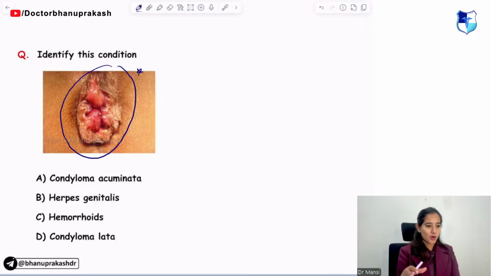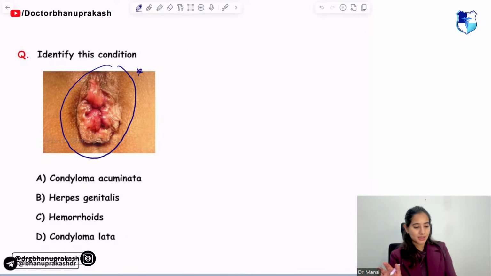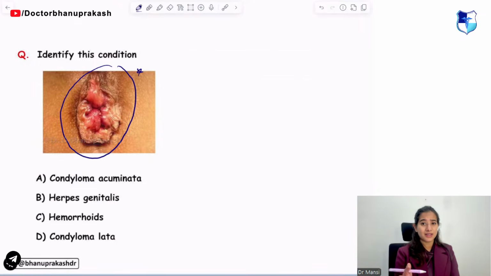So is it looking cauliflower in appearance? Because everyone is saying condyloma lata, acuminata. So many are saying acuminata. Is it actually looking like a cauliflower? This is a place where you need to focus a little bit. They haven't given any history, and that is kind of very confusing.